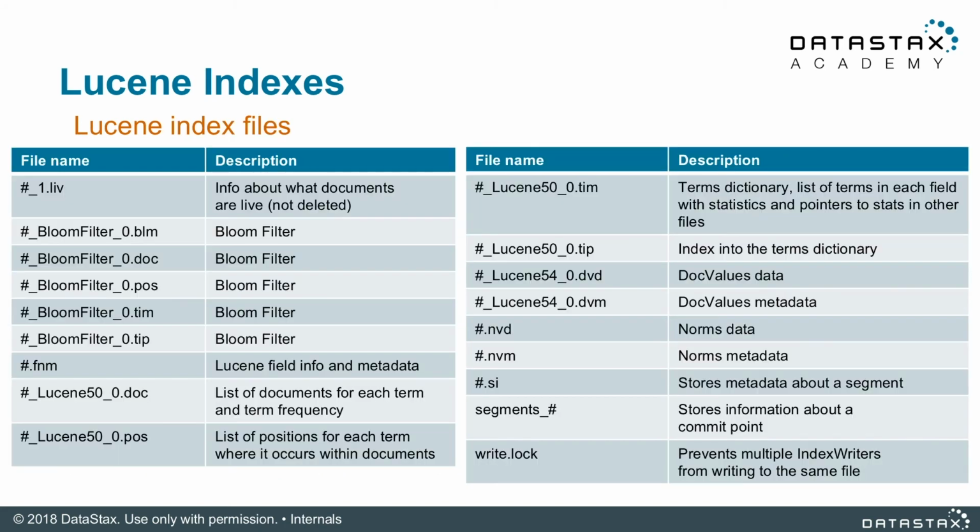In the table here, you can see all of the different file types that make up each index segment. The Lucene field info and metadata is stored in the file with the extension .nfm. The postings list is separated into several files, including the .doc and .pos files. The terms dictionary and an index for that would be in the .tim and .tip files.